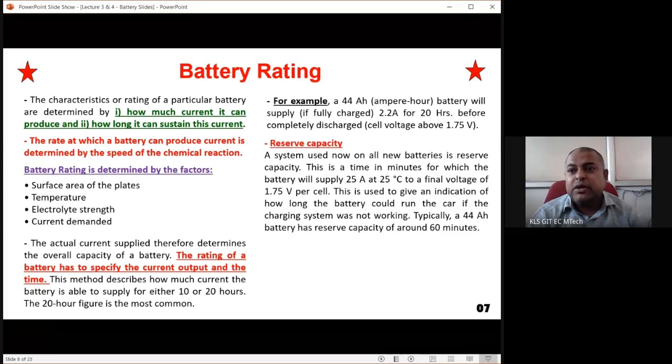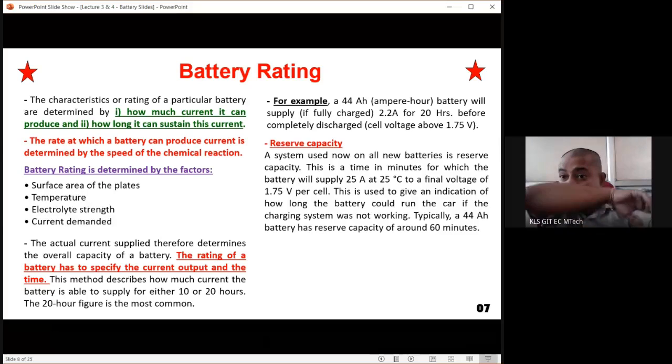So we are now entering a more technical part of this topic, that is the battery. So what is meant by reserve capacity? A very important definition you must prepare. At present, all new batteries have a reserve capacity. What is reserve capacity? This is a time in minutes. Previously the ampere hour rating was in 20 hours, but reserve capacity is in minutes, for which the battery will supply 25 ampere at 25 degrees centigrade to a final voltage of 1.75 volt per cell.